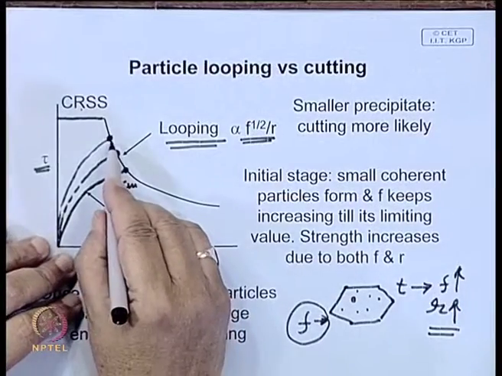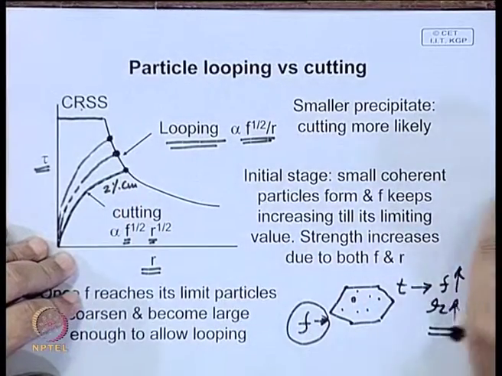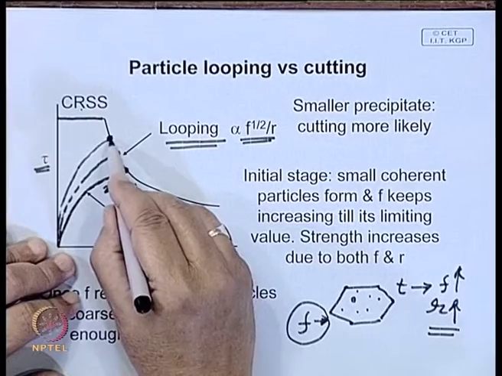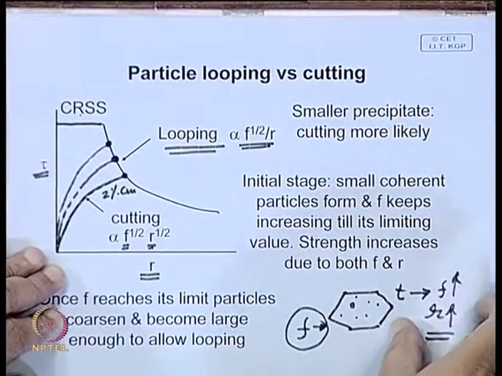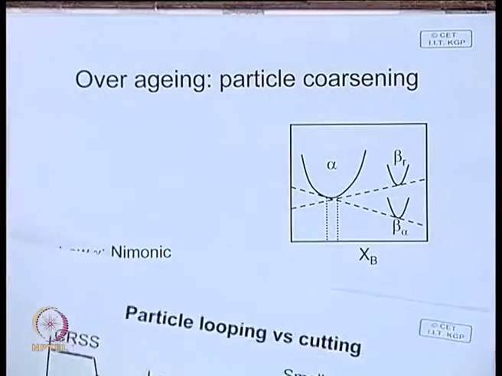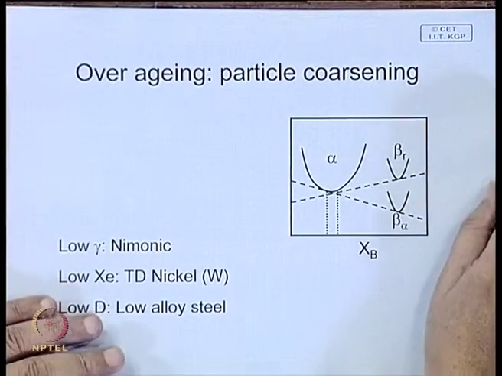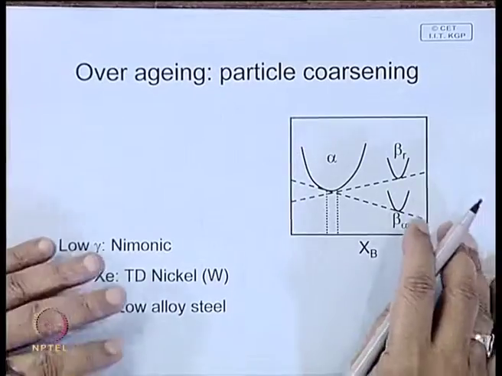When that equilibrium amount of precipitate has formed and you are still aging, you have thermal activation, so the precipitate can grow. When it grows and becomes coarse, the strength tries to drop, following this path. So, this is the mechanism of strengthening, and this is overaging, which is shown over here.